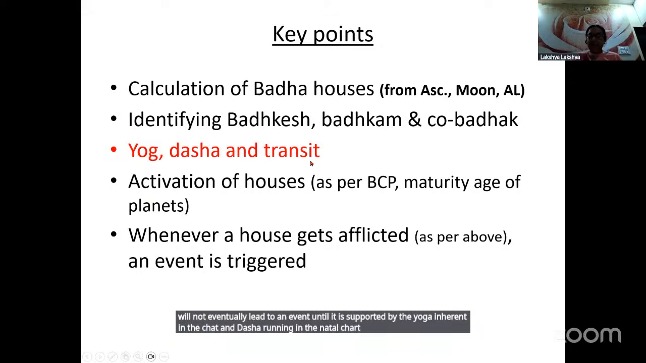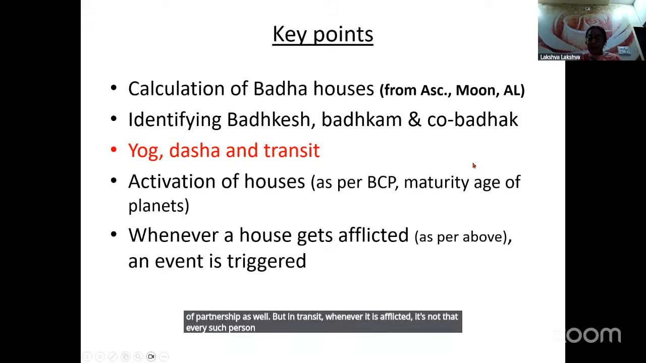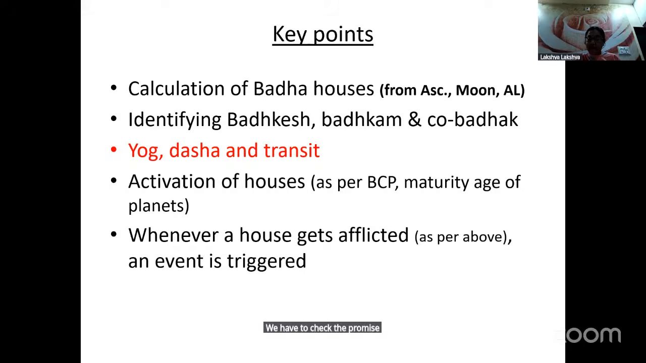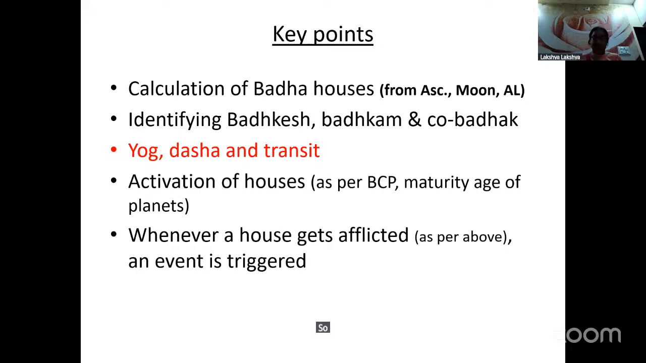Say, for example, for dual lagna natives, seventh house is the Badhaka house and of partnership as well. But in transit, whenever it is afflicted, it's not that every such person gets separated from his or her partner. We have to check the promise of the natal chart. If a native has a promise of overall good married life, then this transit may at the most result in a small fight. But in case of a severely afflicted chart, it could get serious. And then the running dasha will decide the final outcome. So it's a really very important step.